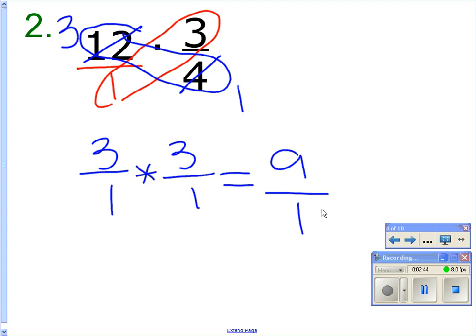However, we have to simplify. 9 over 1, you don't want to leave it like that. Okay, anything over 1 is just going to be the whole number, so we have 9. We changed the 12 over 1 in the problem because you needed to have a denominator. But in your answer, you would just leave it as the whole number without the 1 over it.